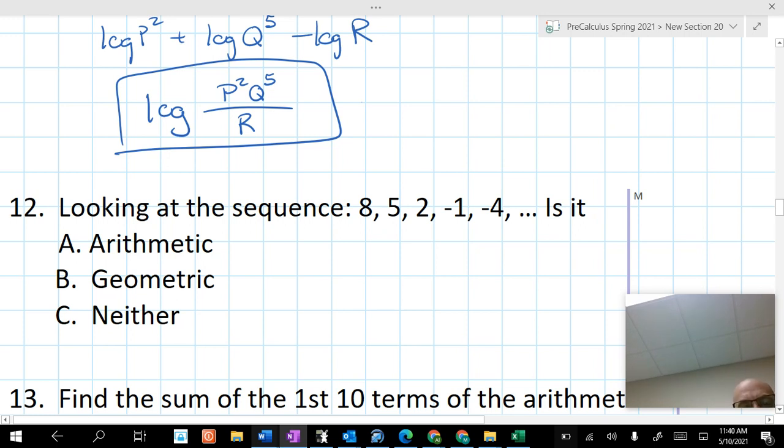Is that sequence arithmetic, geometric, or neither? Arithmetic because you're subtracting 3 each time. So if it's subtracting or adding, it's arithmetic? Yep. Multiplying is geometric. Yep. Okay.